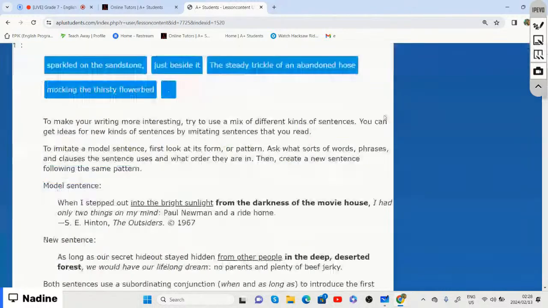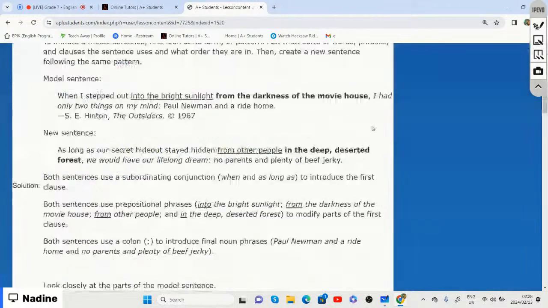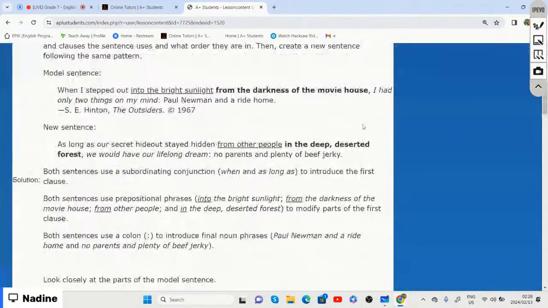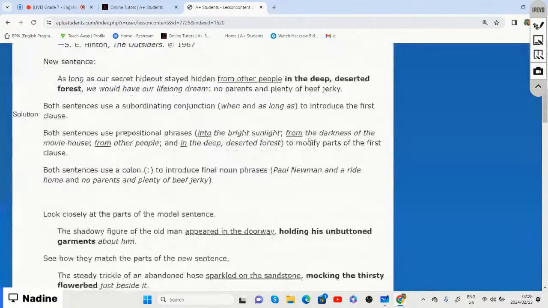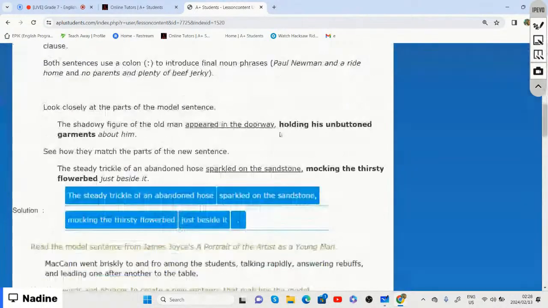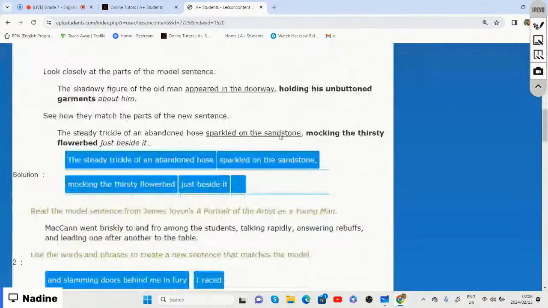So we said that we have a model sentence and then we have a new sentence. When we created a new sentence, if we look closely at the model sentence as well as our new sentence and compare these two, our model sentence says: the shadowy figure of an old man appeared in the doorway, holding his unbuttoned garments about him.